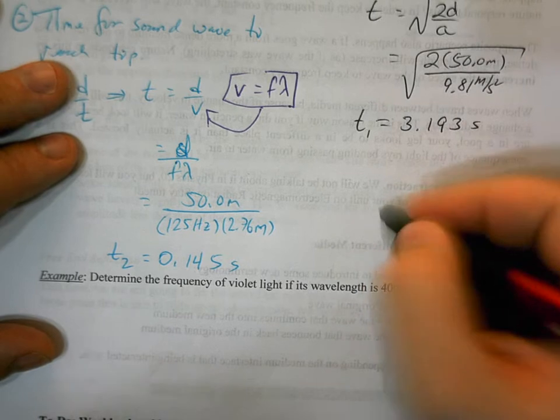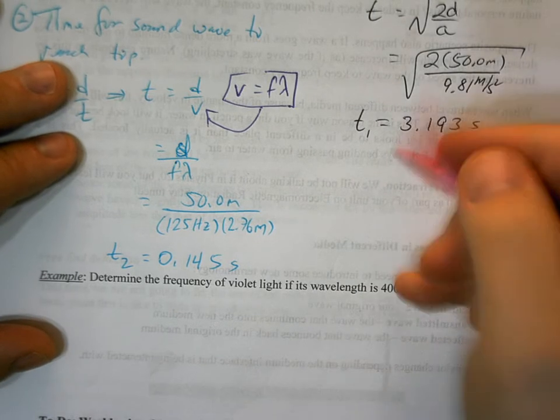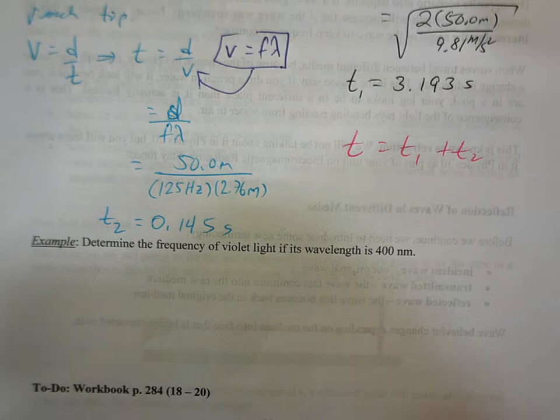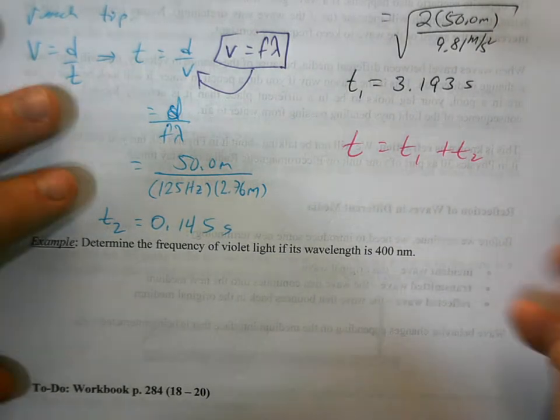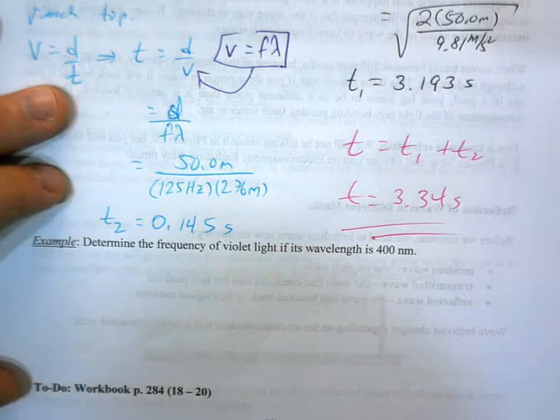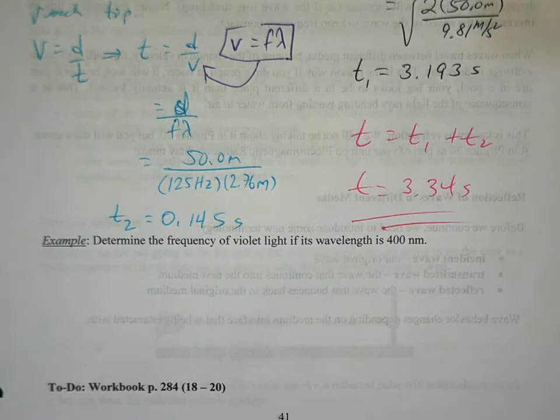So the total time that we need for this question is the time it takes to drop plus the time it takes for the sound wave to propagate. So if we put those two pieces together, we're going to get about 3.34 seconds. So based on this information, we're going to say that after the penny gets dropped, it's going to take about 3.34 seconds for the person to be able to hear the sound that the penny makes hitting the bottom of the well.